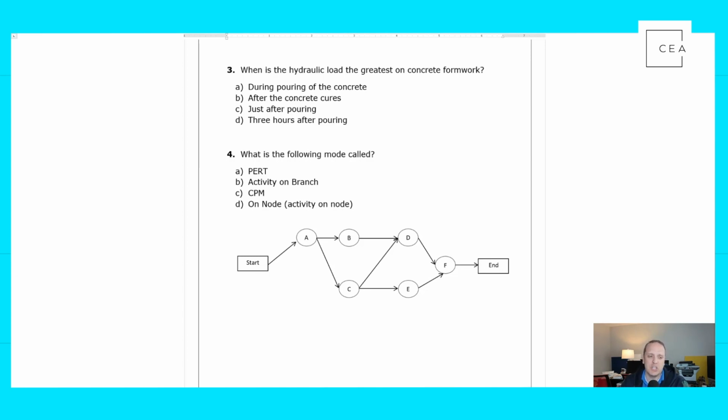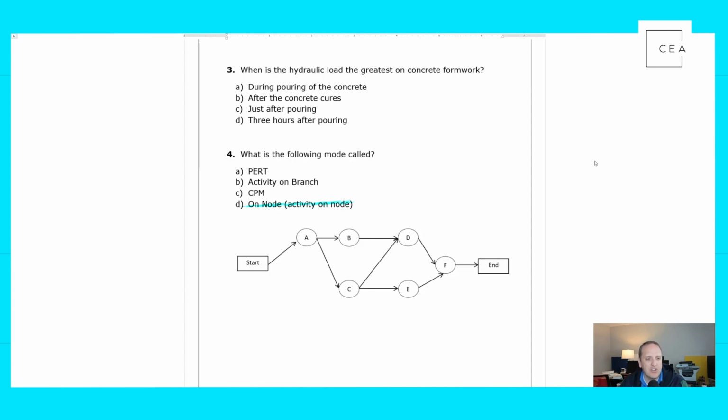So basically we have these nodes that represent activities, A, B, C, D, E, F. This is an activity on node model. The PERT model, which is the program evaluation and review technique, is a different way to find activity durations using statistics. And an activity on branch has arcs that represent activities, which this isn't really showing. So a CPM isn't correct either because an activity on node is used to make a CPM model.